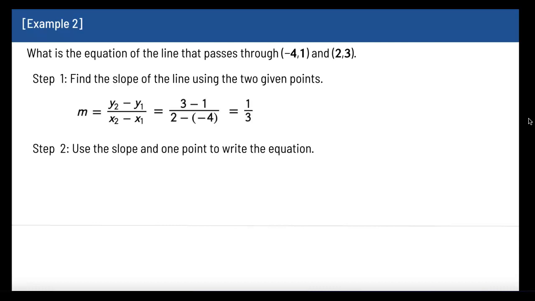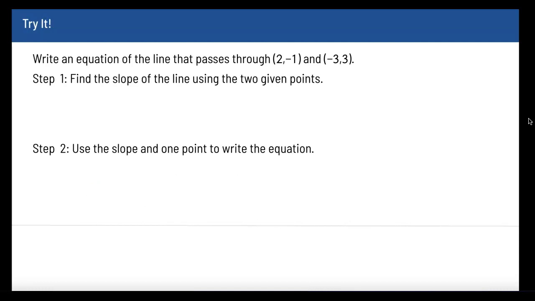Then use that slope and one of the points to write the equation. For example, I'm going to use the point (2, 3), the second point given to us, and the slope of 1/3. Y minus 3 equals 1/3 times x minus 2. In this case, I don't need to simplify, and my final answer is just that, because I don't have subtracting a negative number. You could use the point (-4, 1), and you would still end up with a true equation, but it would look a little different.